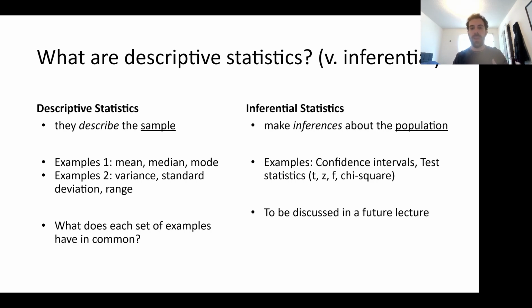So here are some examples of some descriptive statistics that you may be familiar with: mean, median, mode. Another set of examples would be variance, standard deviation, and range. And I want you to take some time to think about what each of those two sets of examples have in common within the set. So what do mean, median, and mode have in common? And what do variance, standard deviation, and range have in common?